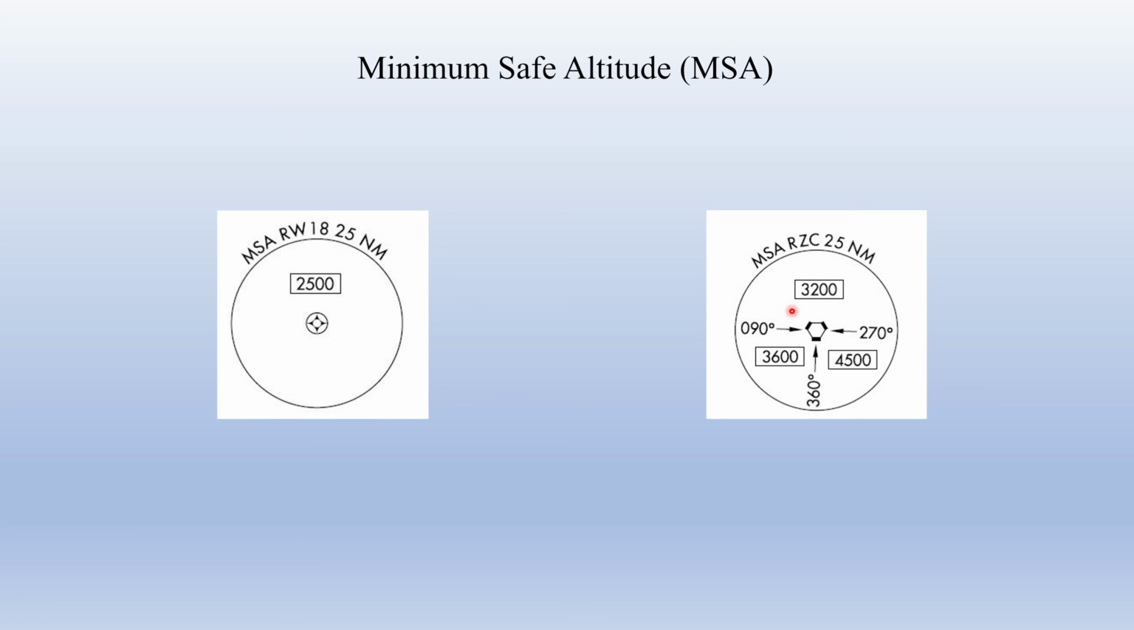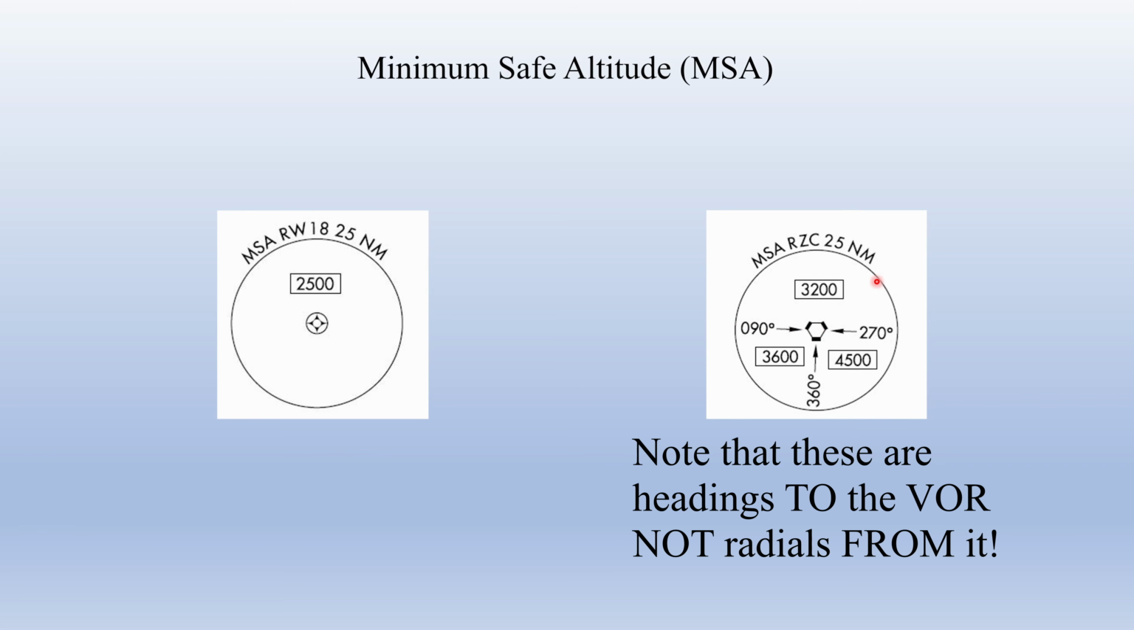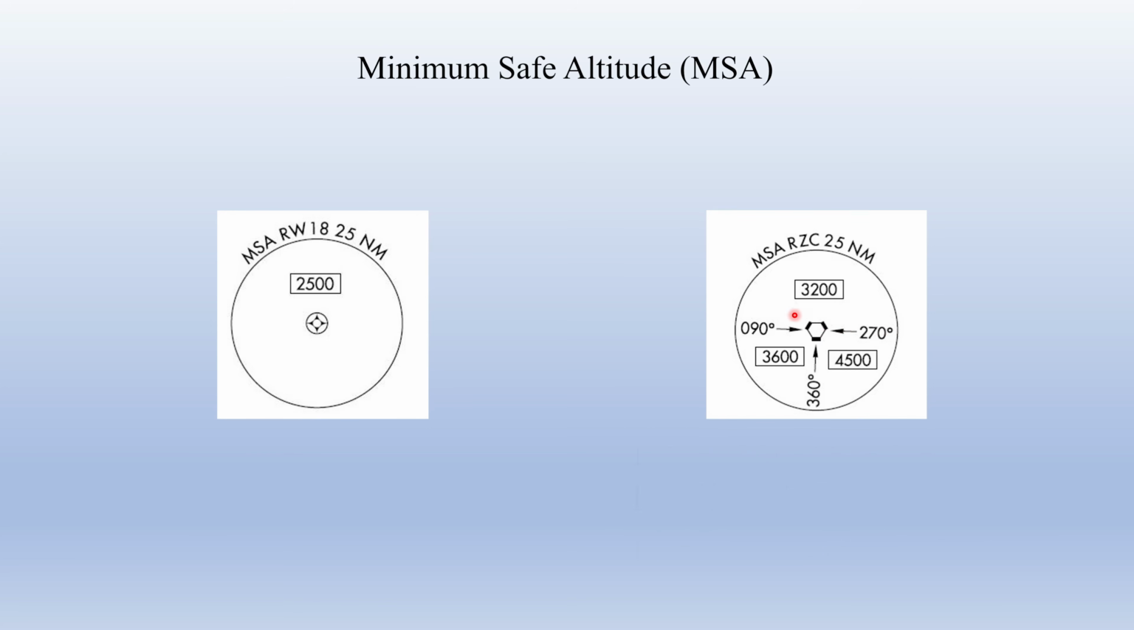Looking at one with multiple sectors, this is up in northwest Arkansas. This approach, the MSA sector is based on Razorback VOR. So it tells us Razorback VOR, and again, it's a standard 25-mile MSA, but then we have multiple different sectors. And you can see if we're on a heading of 090, or if we're in a location that is 090 heading would take us to the VOR clockwise around to a 270 heading. So basically anywhere to the north of the VOR, then the MSA is going to be 3,200 feet.